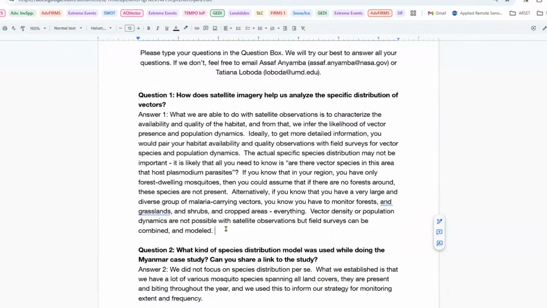Unfortunately, as I mentioned earlier, we had to stop our work because of the dual impact of the pandemic and the military coup in Myanmar. So that was unfortunate. But to summarize, for specific distribution of vectors, you will need to pair satellite observations with field surveys, for sure.